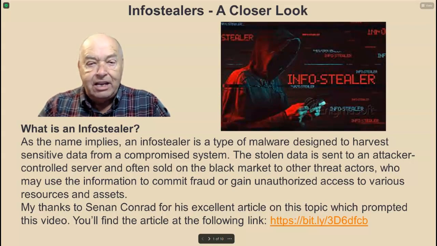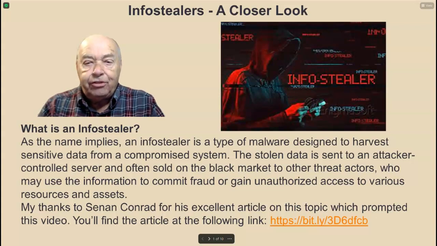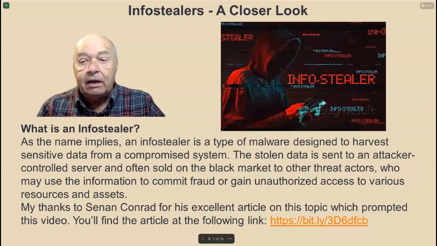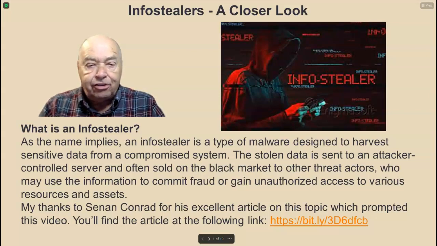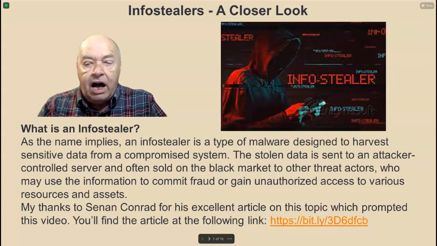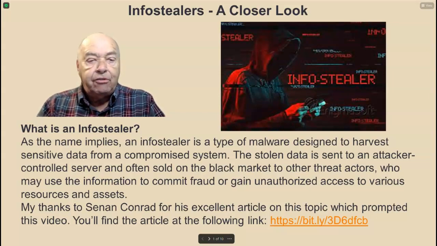So what is an infostealer? As the name implies, an infostealer is a type of malware designed to harvest sensitive data from a compromised system. The stolen data is sent to an attacker-controlled server and often sold on the black market to other threat actors, who may use the information to commit fraud or gain unauthorized access to various resources and assets.